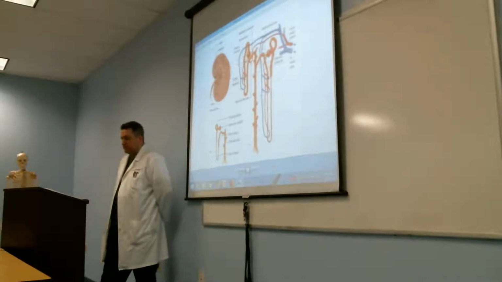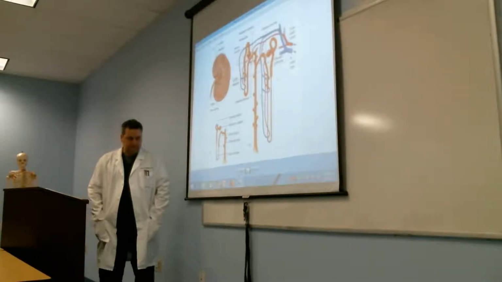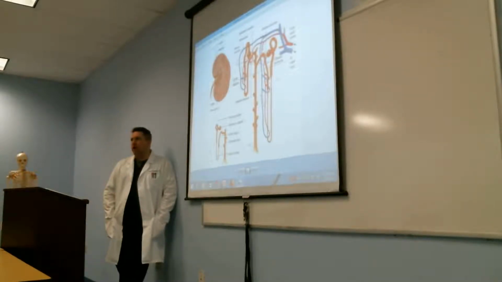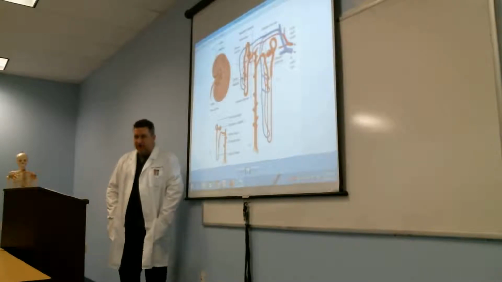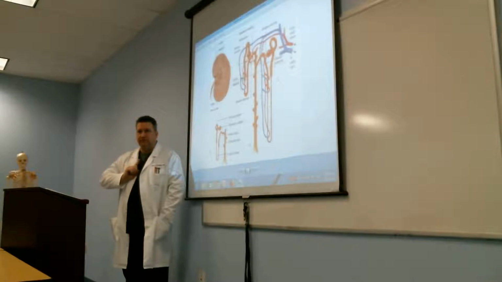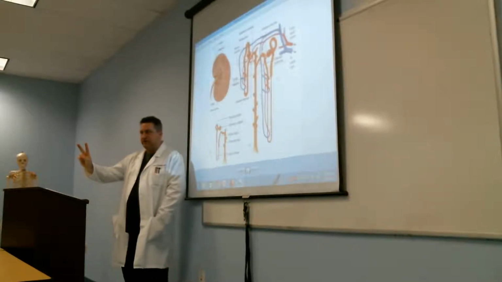But there's also some specialized cells, these juxtaglomerular cells, that are pressure sensing cells. So when these cells sense that blood pressure coming into the kidneys is low, they're going to release a substance called renin. And renin is then going to activate angiotensinogen. And angiotensinogen is then going to convert to angiotensin 1. Angiotensin 1 is then going to go to the lungs where it's converted to angiotensin 2 using the angiotensin converting enzyme.